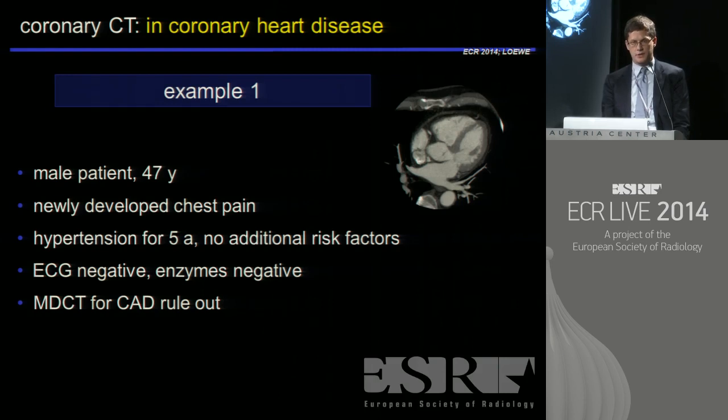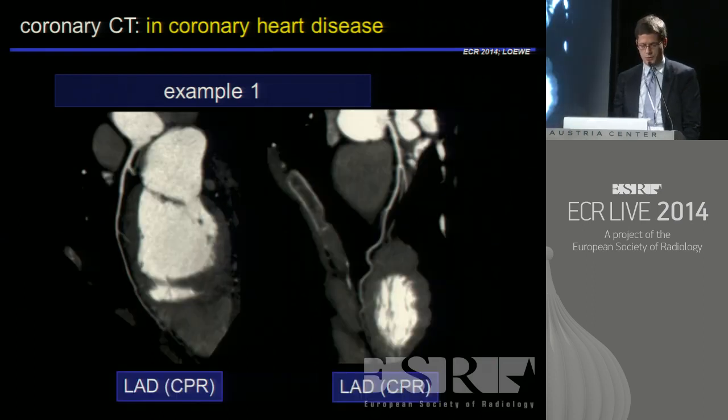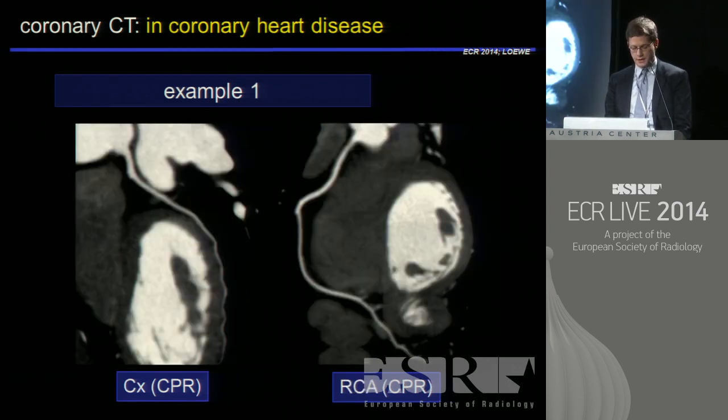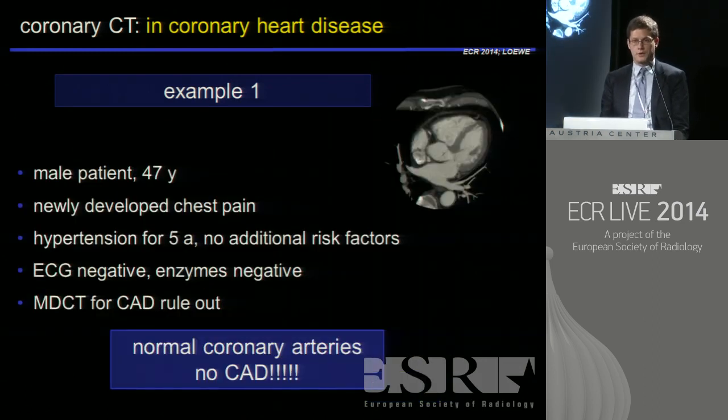No additional risk factors, no ECG changes, no changes in the cardiac enzymes. And in such a patient, it's very helpful to have a non-invasive, safe test to be able to rule out or even to detect the coronary artery disease. And it's obvious that if you can produce such beautiful images showing the coronary arteries to the very distal end, here the LAD, here the RCA, and the circ, it's obvious that we can rule out the coronary artery disease. It's obvious that this patient doesn't have a coronary artery disease.